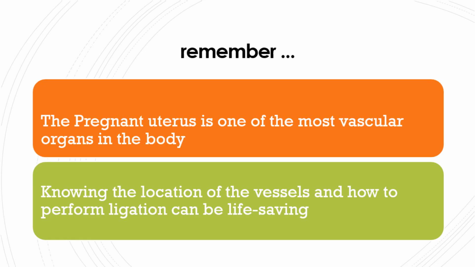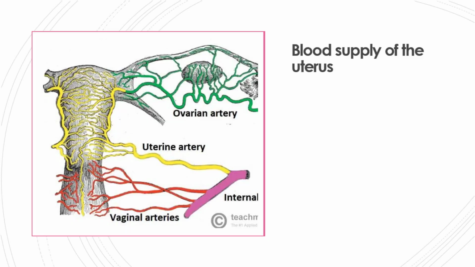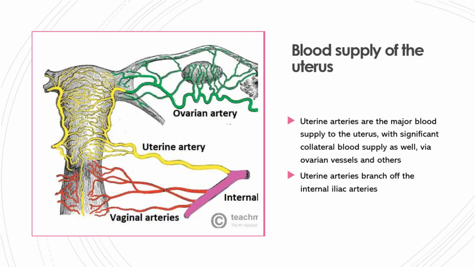The pregnant uterus is one of the most vascular organs in the body. You must know the vessels that supply the uterus. Uterine arteries are the major blood supply to the uterus, with significant collateral blood supply via ovarian vessels. The uterine arteries originate from the internal iliac arteries, while the ovarian artery originates from the aorta. The ovarian artery supplies the mid-portion of the ureter, the ovaries, and the tubes.